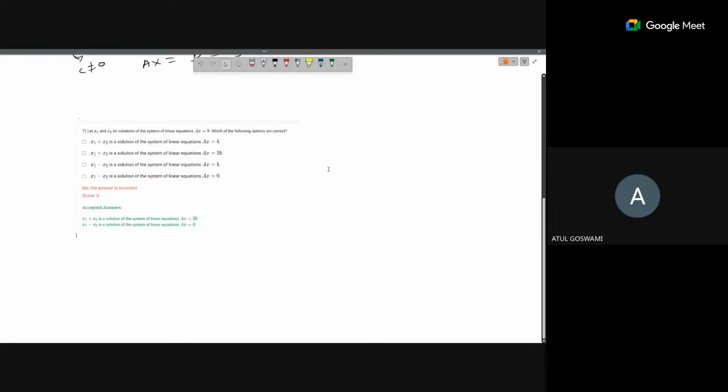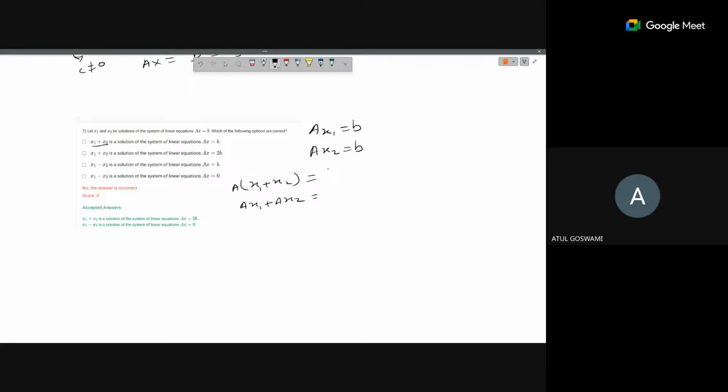Okay, so this is the question, and let's take the first question first. x1, x2 are the solutions for the system. Basically there are two solutions given: A x1 equals b, so this satisfies the system, and A x2 equals b, so this also satisfies the system. Now it is asking whether A(x1 plus x2) also satisfies it or not. So let's check: A x1 plus A x2, this is b, this is b, so this is 2b.